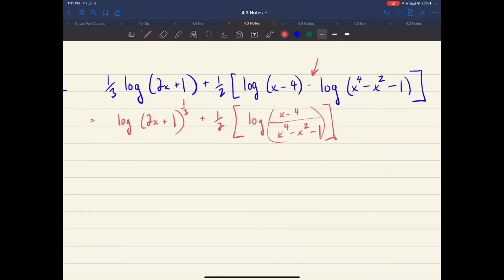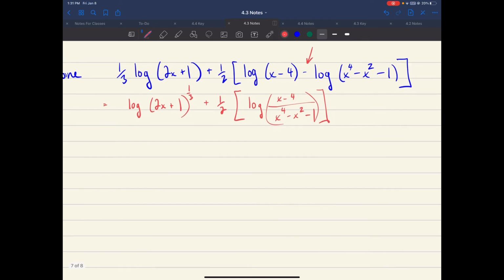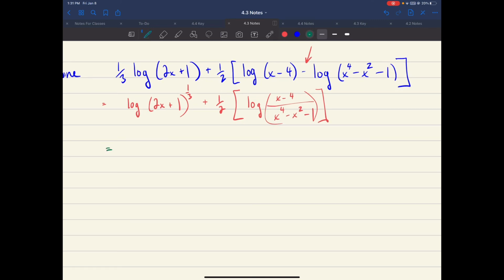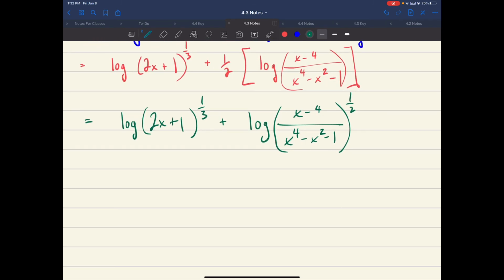And I have to do a couple things here. So this 1/2 I can now put back into the exponent. So I have log of 2x plus 1 raised to the 1/3. And then this would be plus log of x minus 4 divided by x to the 4th minus x squared minus 1 raised to the 1/2. Okay, so now I'm combining this one, so I will have exponents in the end. Those have the same base, so I can now combine those. So when I do this next step, I'm going to write these as radicals because it looks a little better, but you don't have to.